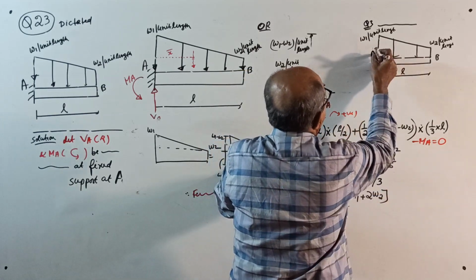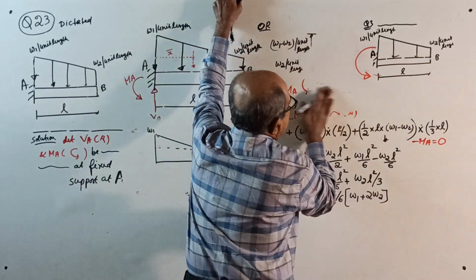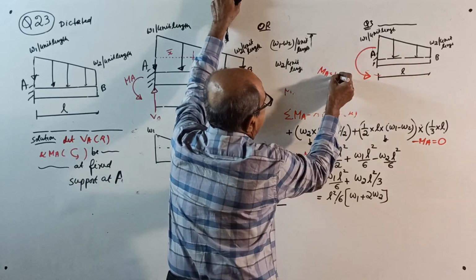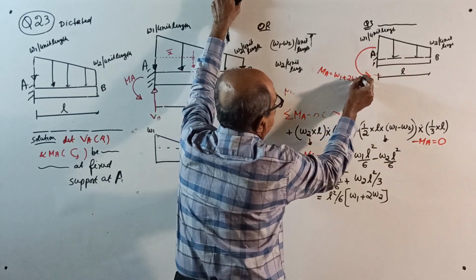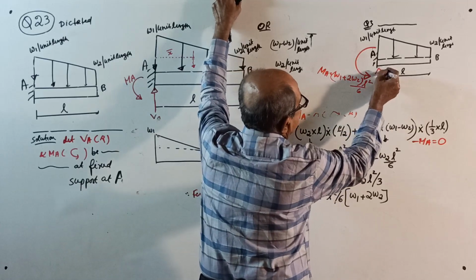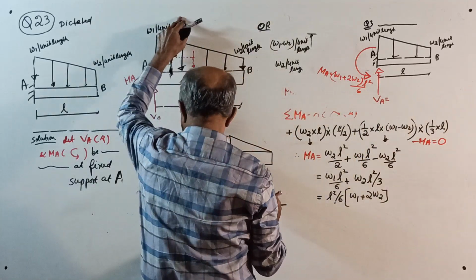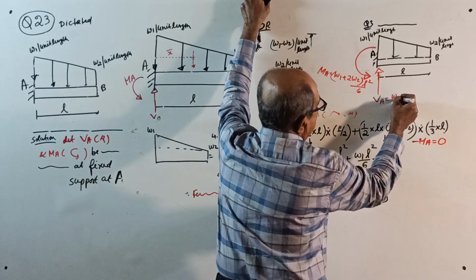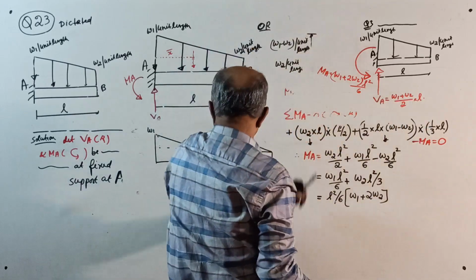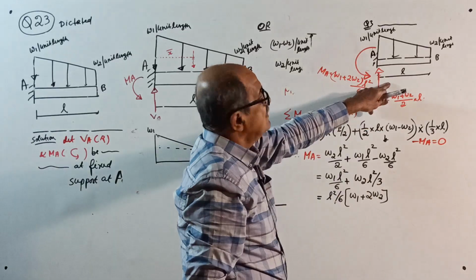This is A, and this reacting moment, I write here, reacting moment MA equals W1 plus 2W2 into L square by 6. And this reaction VA equals W1 plus W2 divided by 2 into L. Right? I already know the answer. The total load W1 plus W2 divided by 2 into L is the reaction. This is the final answer.